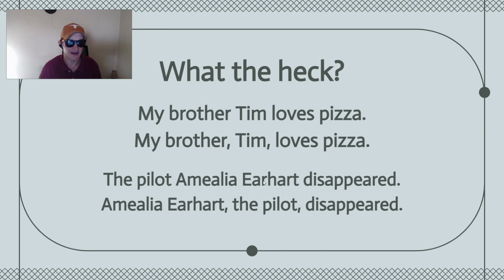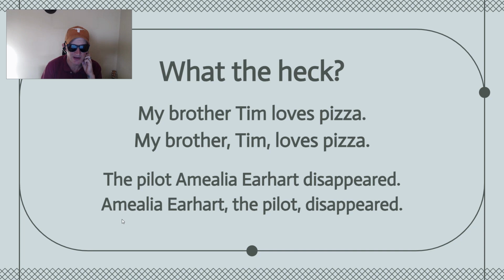So Amelia Earhart is what we call an appositive. It's a noun phrase that gives further information about a previously mentioned noun, or a noun that had come just right before it, like pilot. So this Amelia Earhart, we need that to know which pilot. Imagine if we deleted Amelia Earhart. Well, we wouldn't know which pilot. If the pilot disappeared, okay, which pilot? I don't know. So we need the name to know which pilot we're talking about.